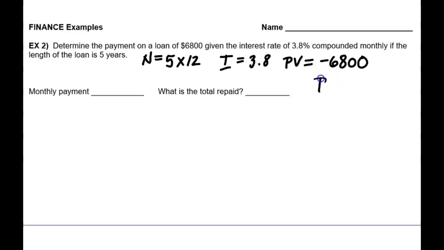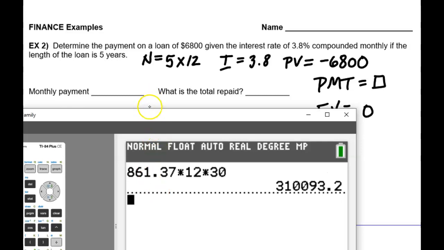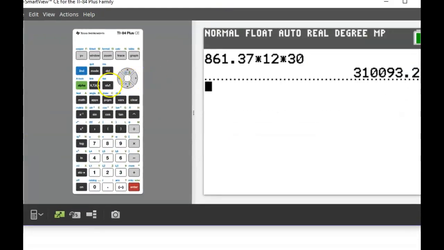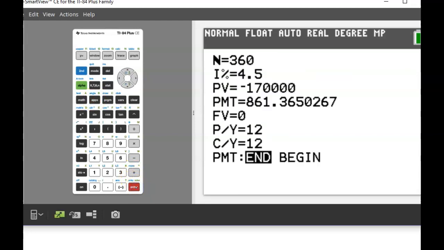That brings us to payment, I think, is next on your screen, and that's where we're going to put our little cursor. Okay, future value: if it's a loan, at the end of the loan, we want it to be 0. Then P per Y and C per Y are both going to be 12. Okay, so let's go to the calculator. How do we get there again? Apps and then just enter a couple times, right?